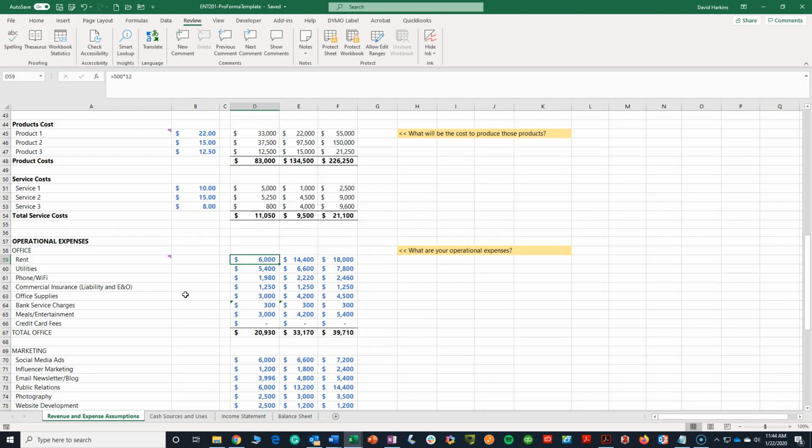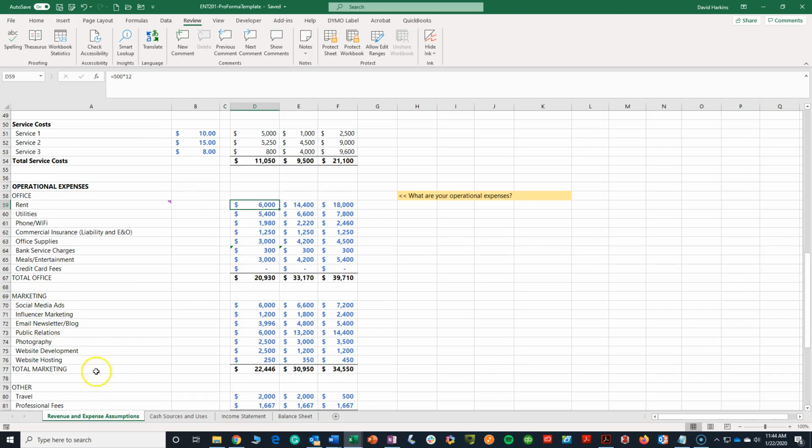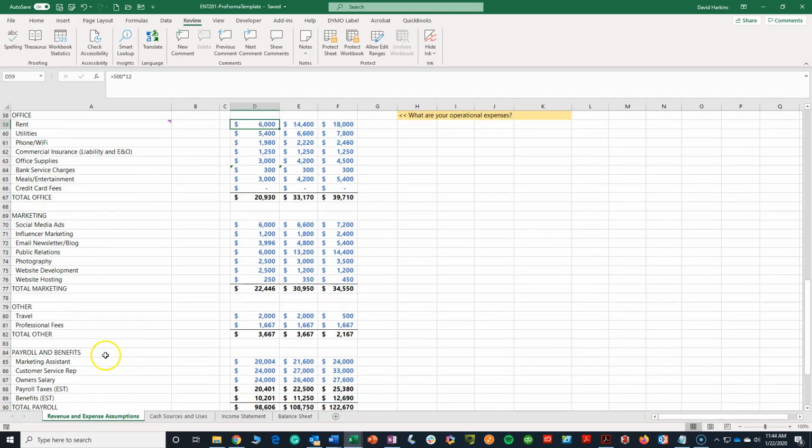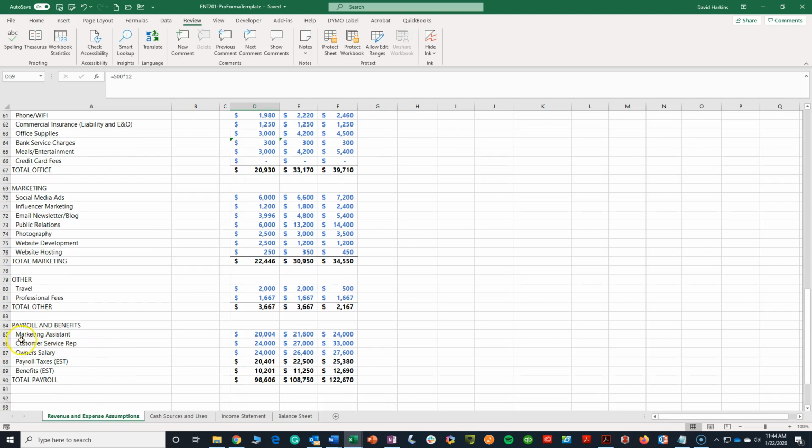The summary that we're doing here for the year is probably not going to be sufficient for most investors that want to see a more detailed approach. So I've broken down our operational expenses, put a bunch of marketing expenses, and you may or may not have these. You may have other expenses here, operational expenses that you think might need to change. I put in things like a marketing assistant, a customer service rep, owner salary. All of those numbers can change.